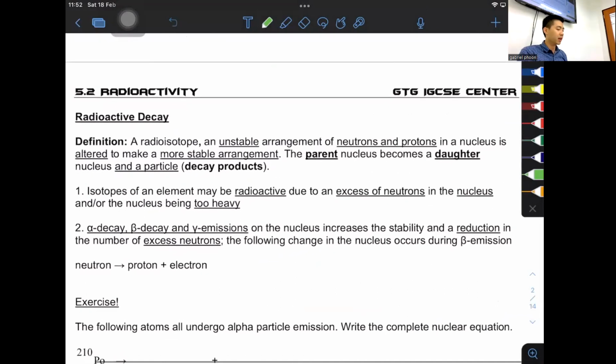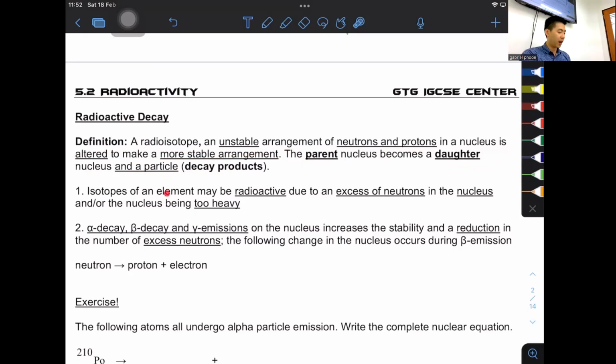If you look at the statements here, guys, it is literally everything I said in a more structured manner. In a radioisotope, an unstable arrangement of neutrons and protons in the nucleus is altered to make a more stable arrangement. The parent nucleus becomes the daughter nucleus and a particle, usually the decay product. It could either be the helium 4 2 or the electron 0 -1 only. Either one only. Because gamma decay is not a thing in your syllabus, ignore it.